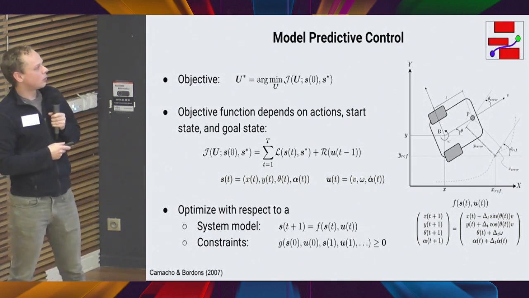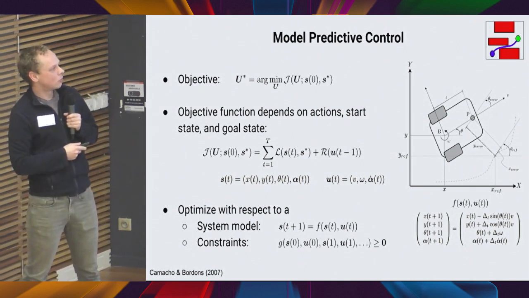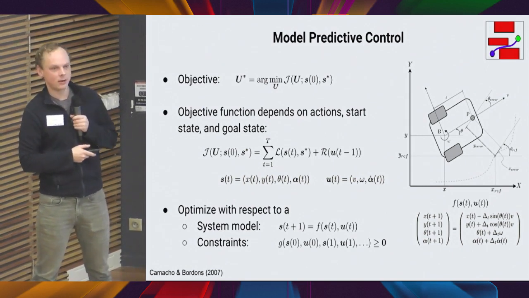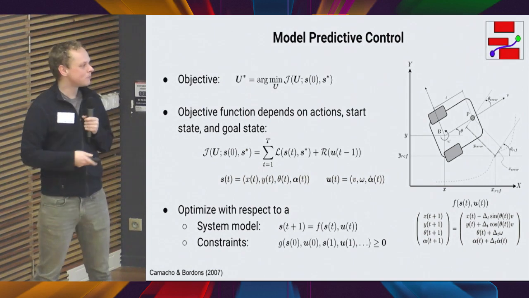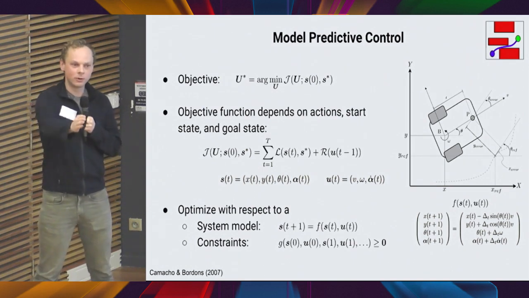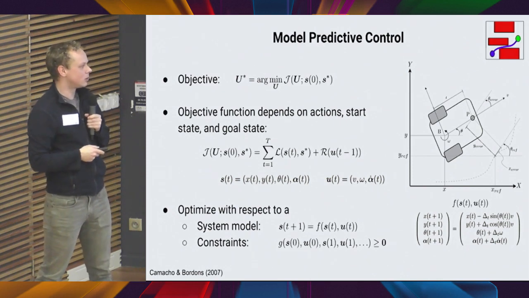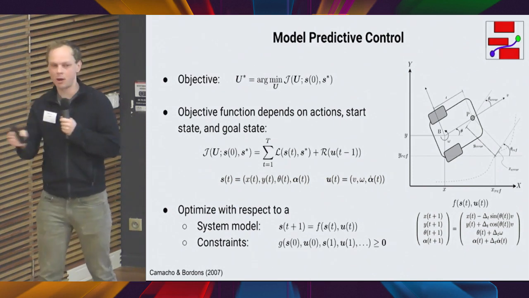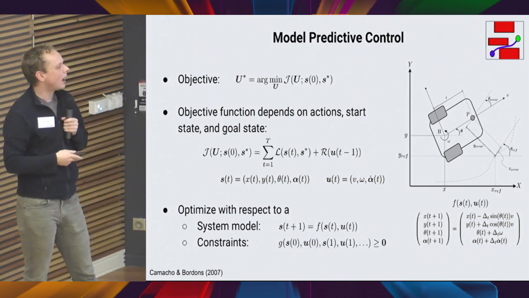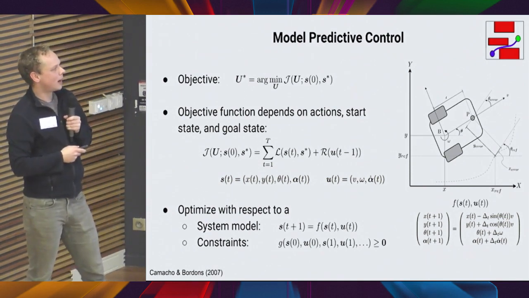What we also give into this objective is, of course, our action plan. U are the actions that we can execute on the robot. In our case, this is, for example, V, a forward velocity, and W, the angular velocity, so how much the robot turns while it goes forward. We would like to find an action plan U that minimizes this objective.